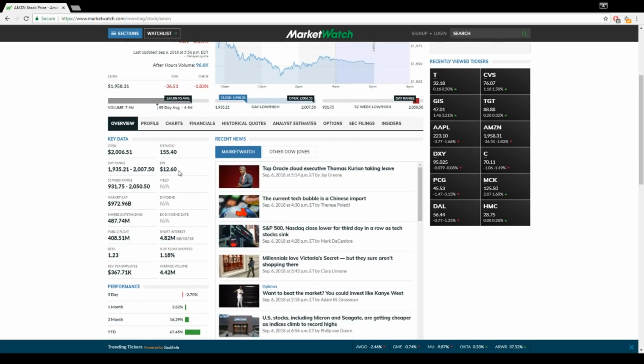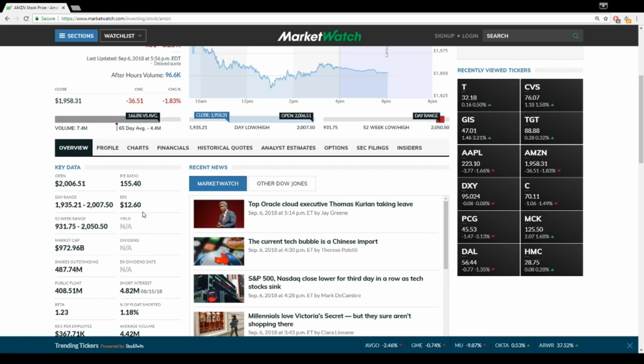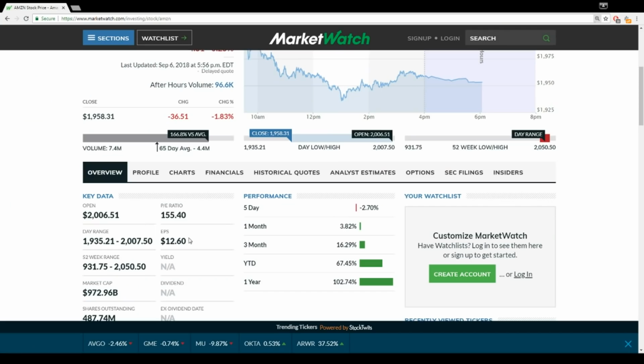So if you can see right down here, this says earnings per share. Let's zoom in on this a little bit to make this a little bit easier to see. So this says earnings per share right here, and it's $12.60. Now, the price of one share of Amazon stock is $2,000. So the way I want you to look at it is this: you're paying $2,000 for a claim on earnings per share of $12.60.